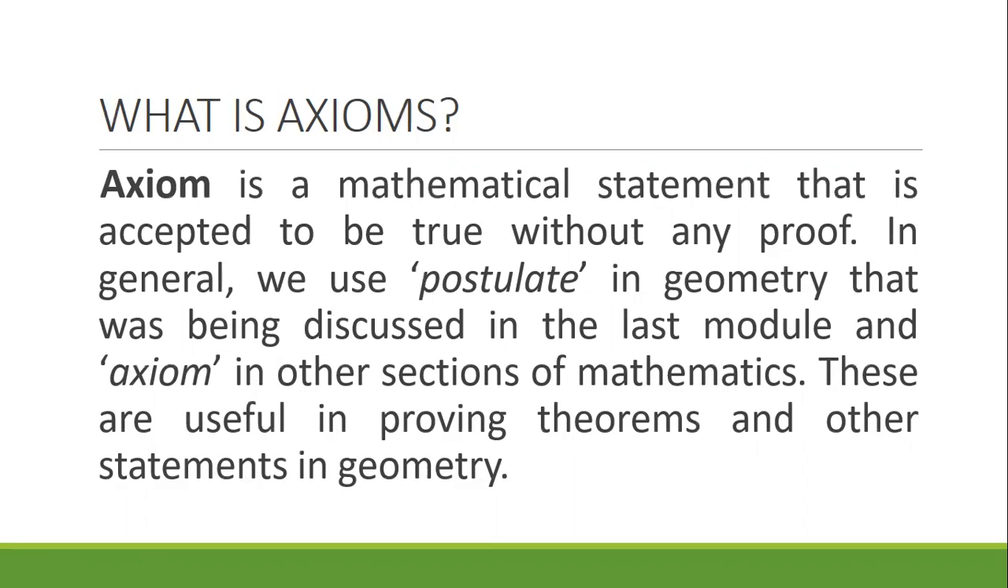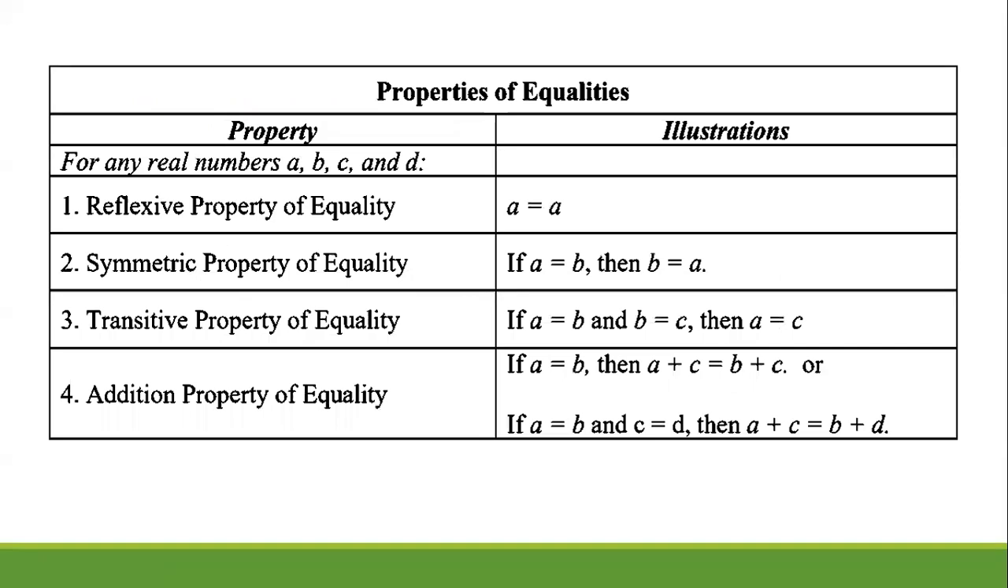So, discuss na natin kung ano-ano ba yung mga axioms na meron tayo. We have the properties of equalities. Sa first column, we have the property. In the second column, meron tayong mga illustration. So, let's assume that A, B, C, and D are real numbers. So, first property is the reflexive property of equality. We have A equals A. Next is the symmetric property of equality.